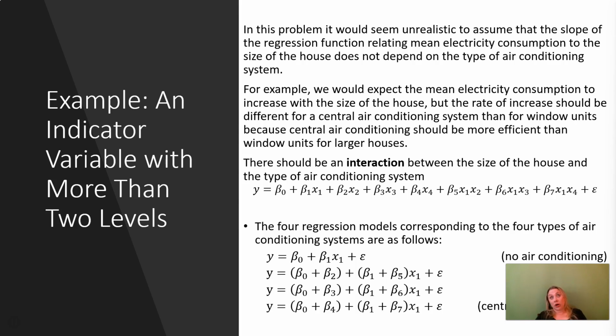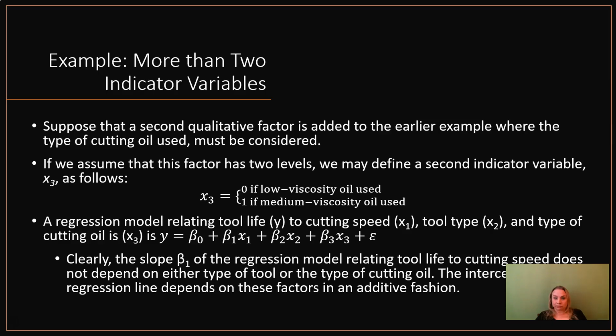And so we also need to consider the size of the home as an interaction term between the size of the house and the type of air conditioning system. So when we do that, we also need to keep that in mind. But we still are separating these 4 individual units for our overall pooled model from our dummy variables.